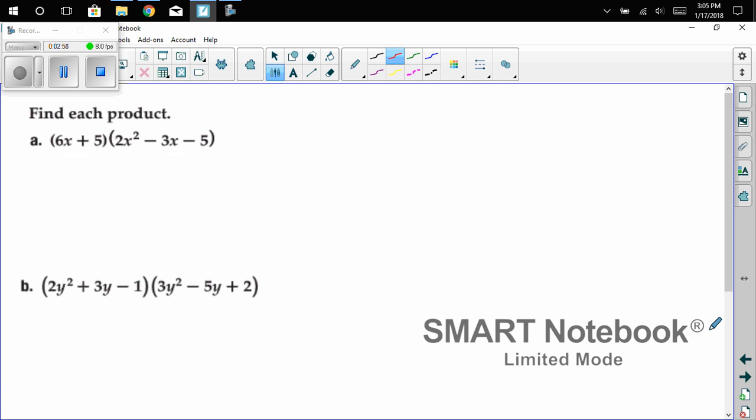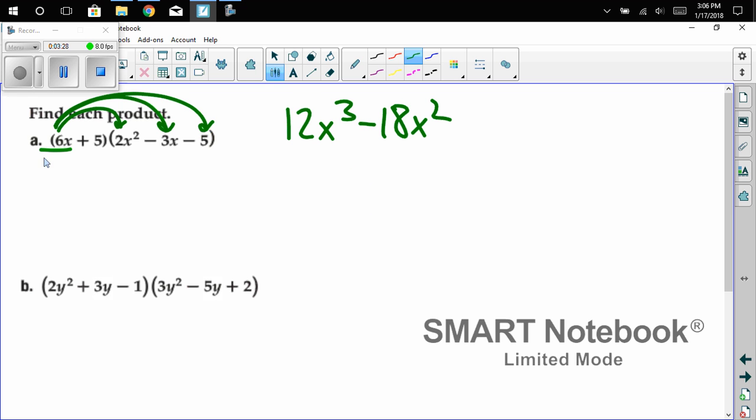Okay, last two. This one is, as you can see, a binomial times a trinomial. So there's 2 terms in the first, 3 in the second. This one we're just going to basically use the distribution idea that we used at the end over there. So we're going to start with 6x, and we're just going to distribute it to each thing in the trinomial. So 6x times 2x squared is going to be 12x cubed. 6x times negative 3x is going to be negative 18x squared. And 6x times negative 5 is going to be negative 30x. Then we're going to take the second thing, and we're going to do the same thing. Distribute to each of the 3 things.